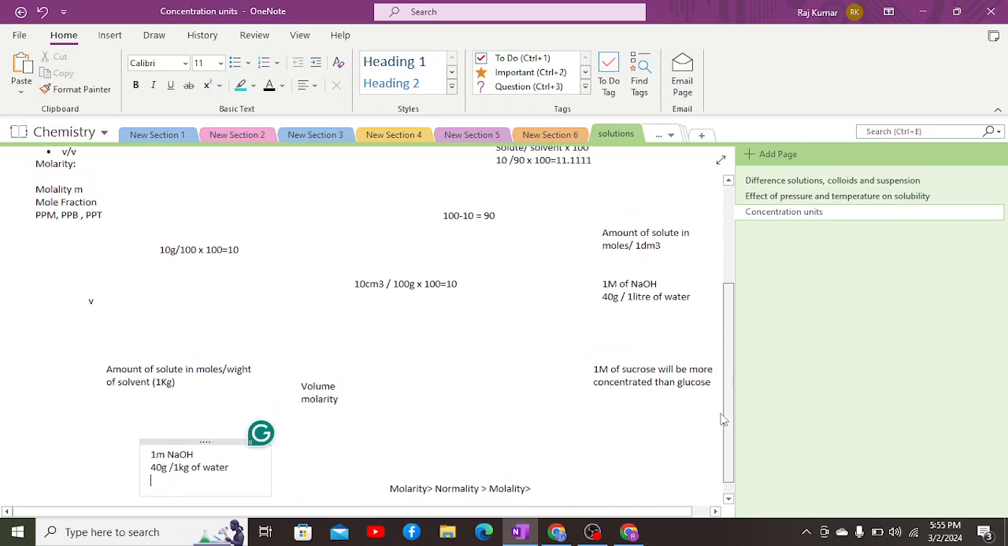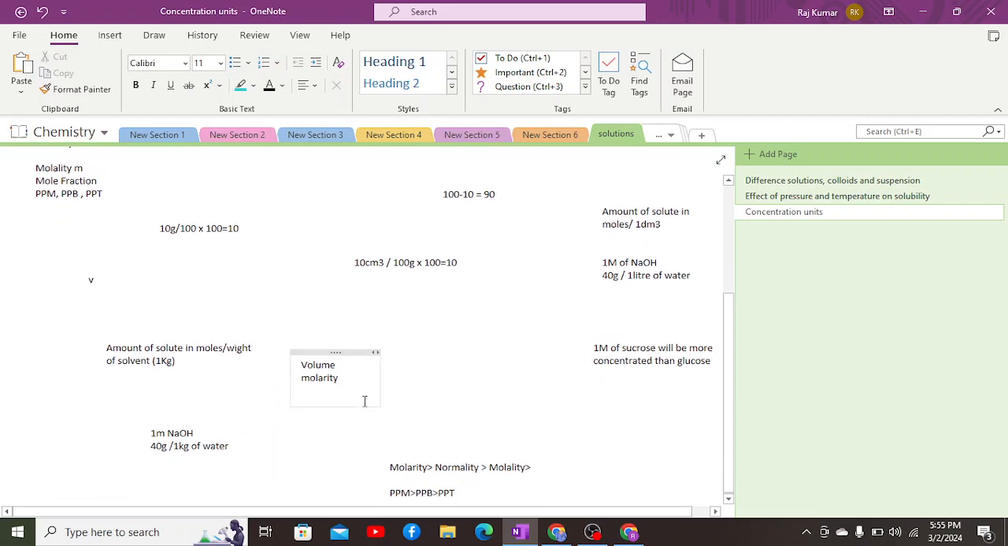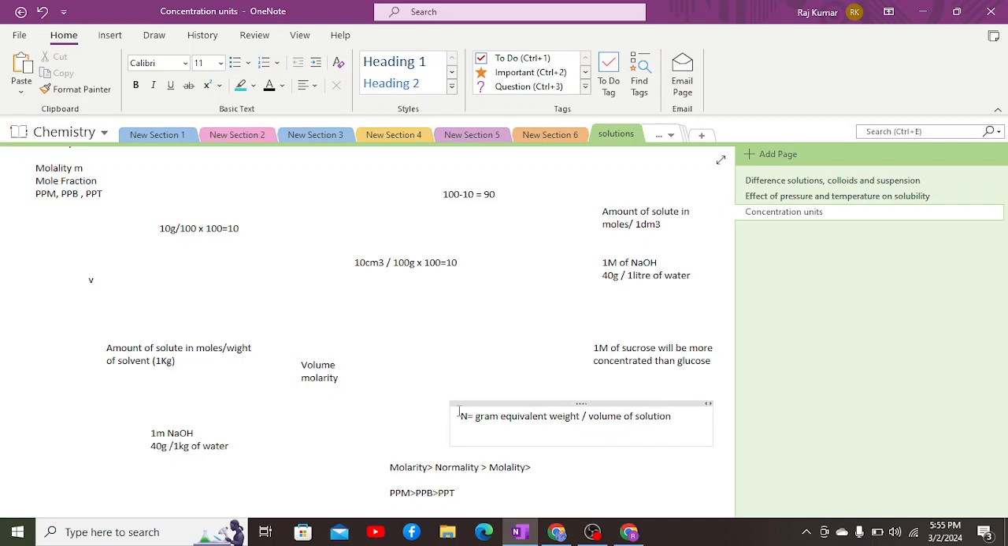After that, when it comes to normality, it is represented by N, and that is equal to gram equivalent weight divided by the volume of solution. Gram equivalent weight divided by volume of solution is known as normality.